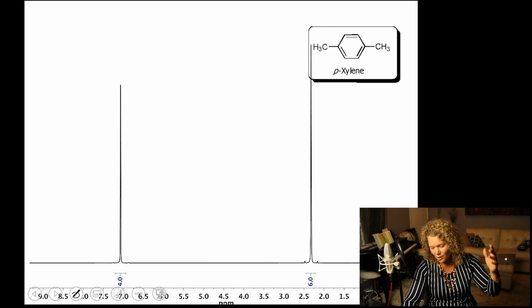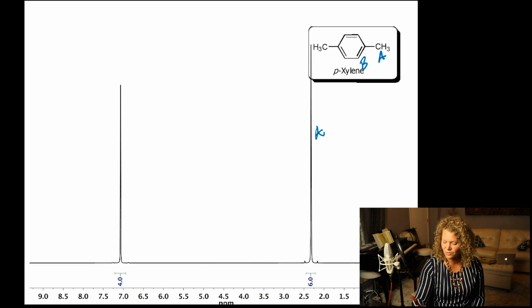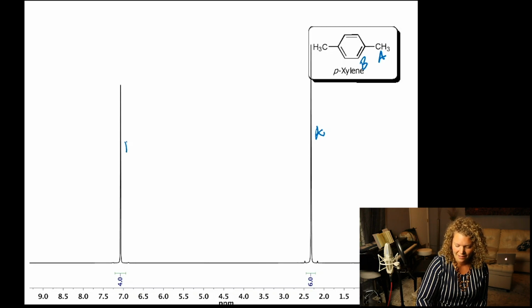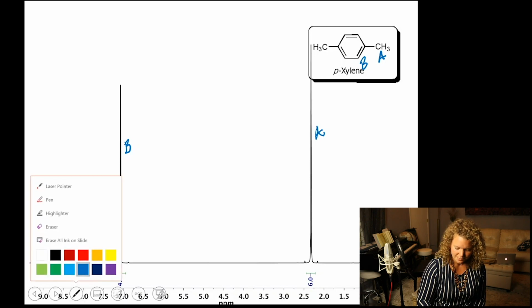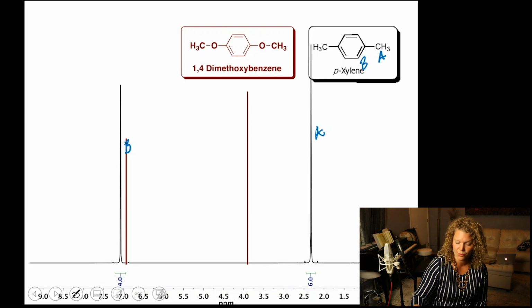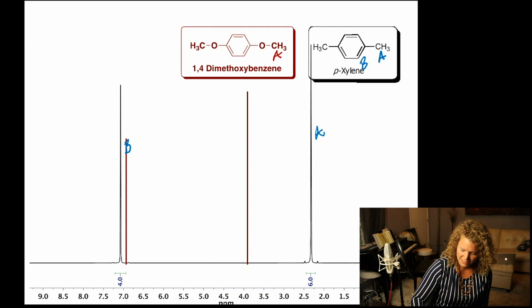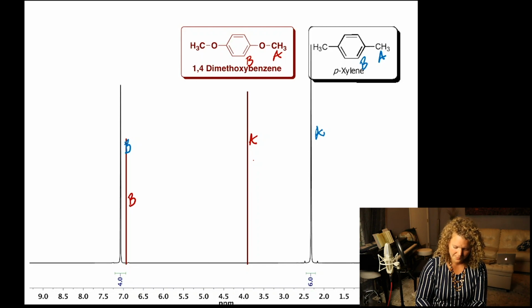Here's our paraxylene. We know our methyl group here in blue, these 6 protons in this signal, is around 2.25, and then B is here around a little above 7. We know 1,4-dimethoxybenzene has the methyl groups that are shifted how? Downfield. I'll draw this in red. And then our protons on our aromatic ring are shifted upfield slightly. This will be B in red.